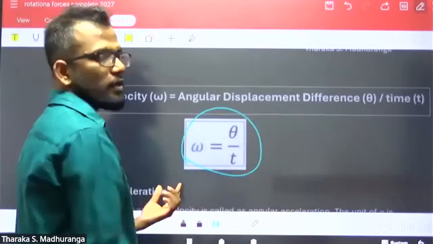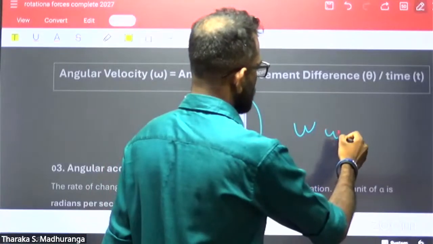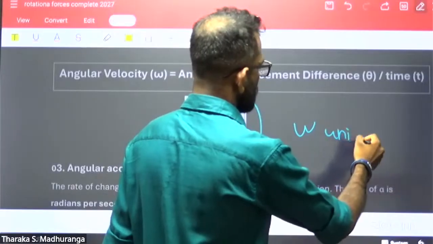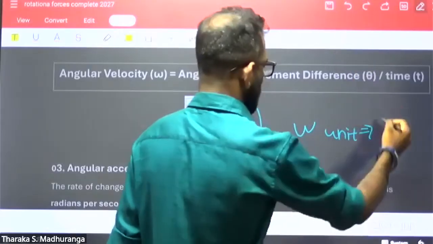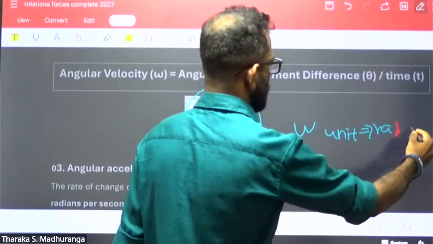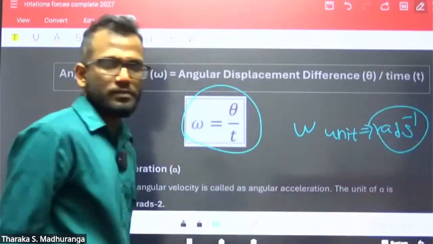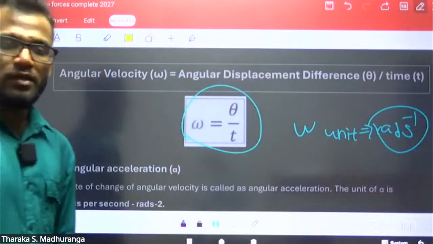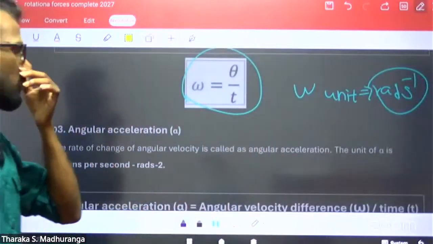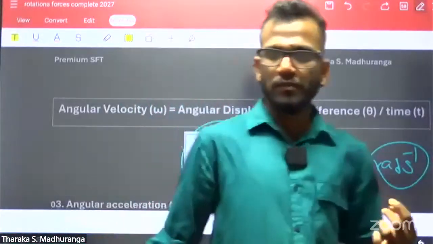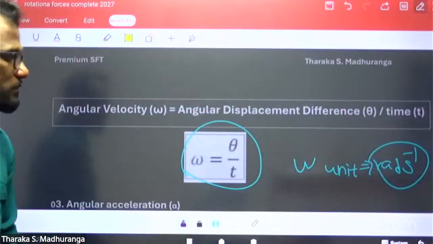Then you can get the relationship. The unit is rad s minus 1. Remember, radians per second.